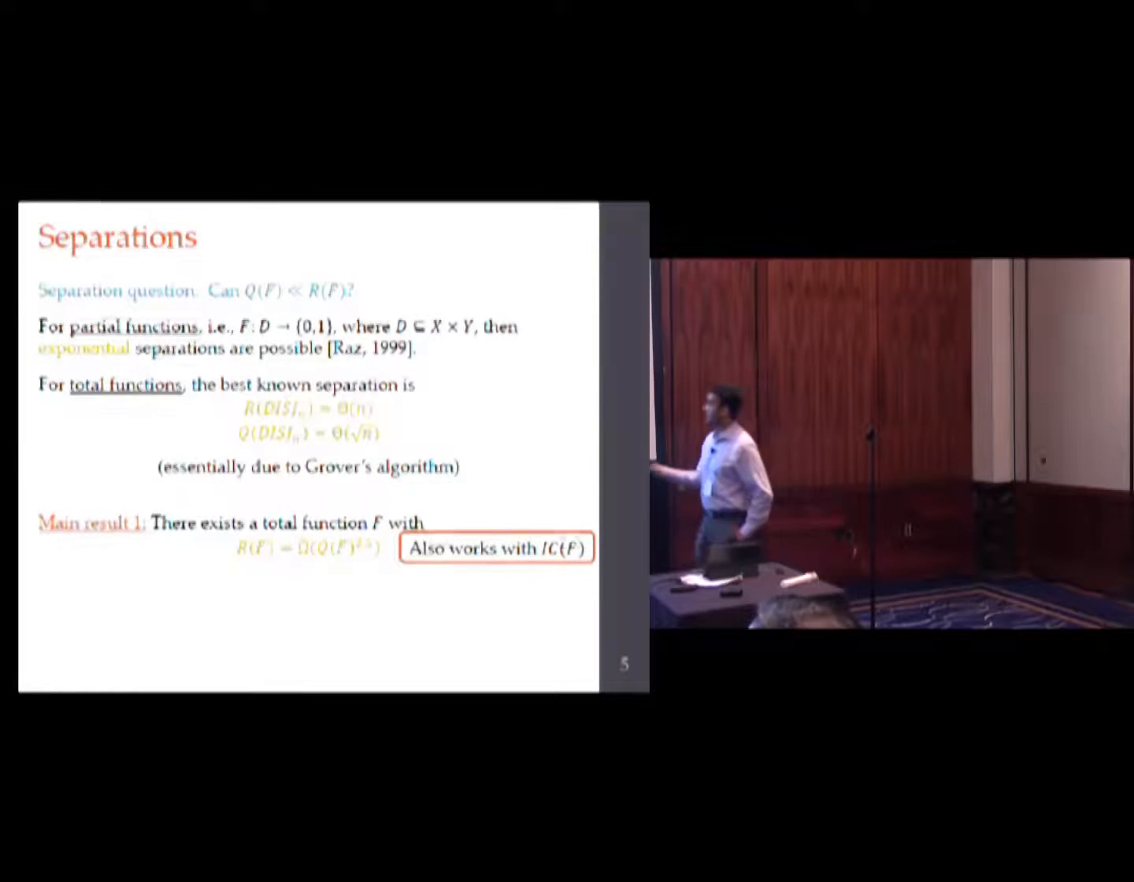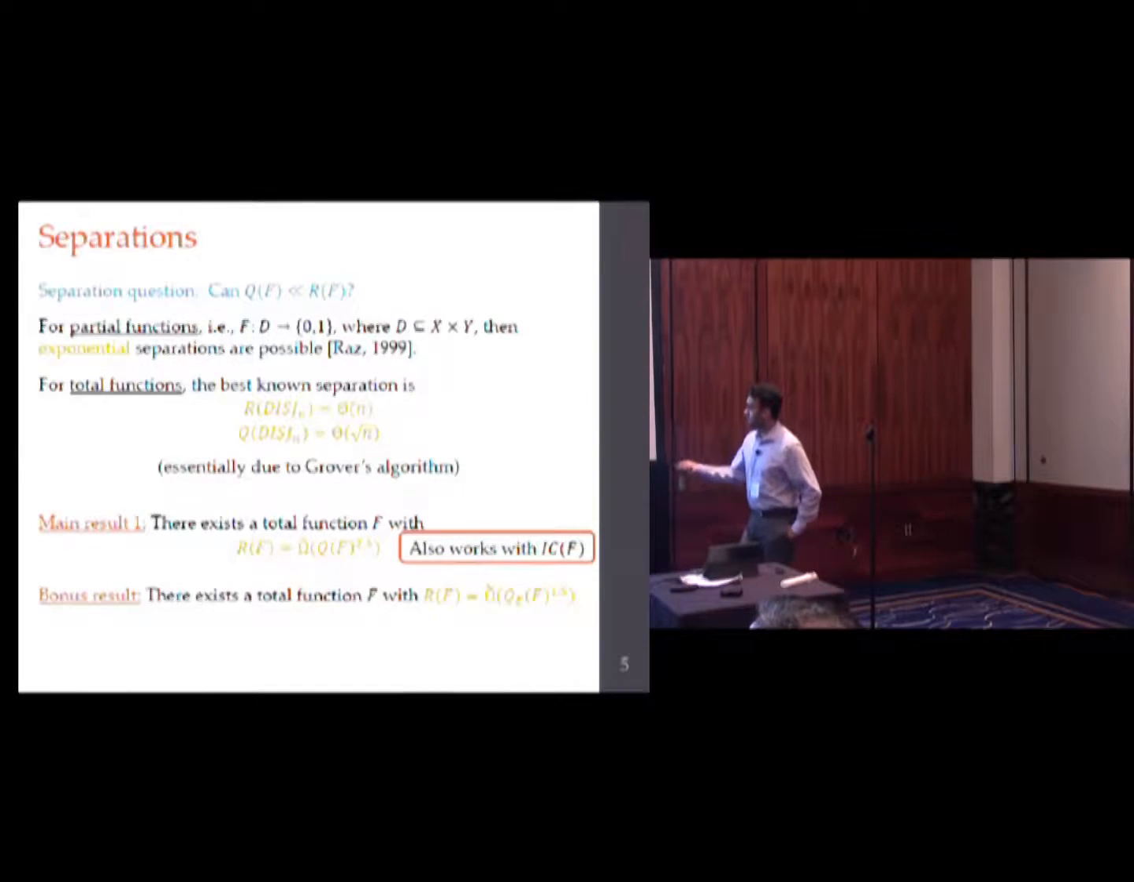And we also get a bonus result from our techniques, which is that there's a separation between bounded error randomized, like the model we're working with, and exact quantum algorithms. Okay, I'm not going to define what exact quantum algorithms are. Also, probably nobody cares. But I just want you to know that there's something you get basically from our technique. It just pops out for free. So it's a bonus result. Okay, so that's the first main result.